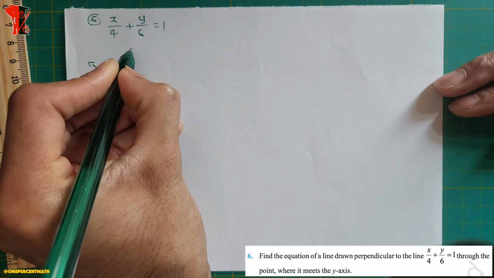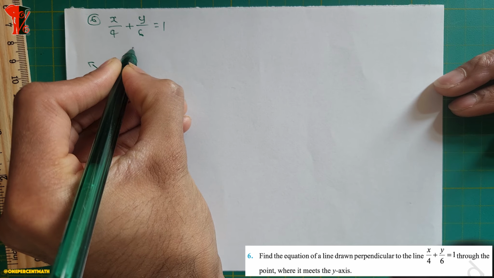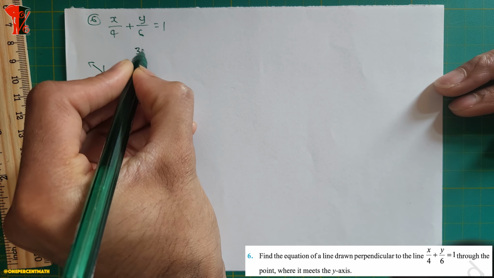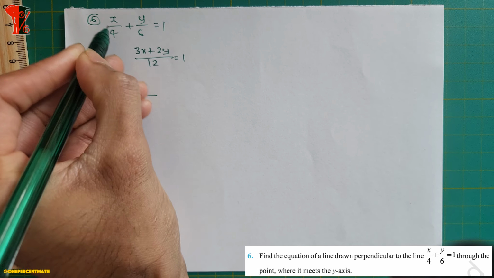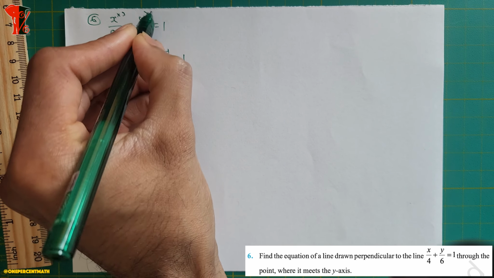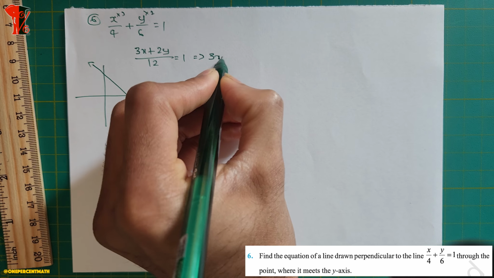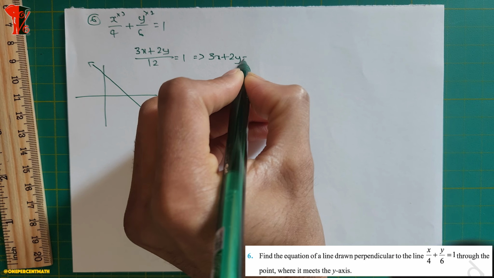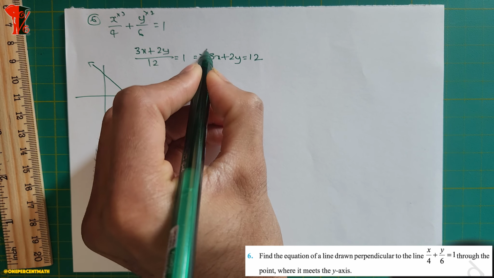And if we keep it in the standard form, it will be 3x plus 2y by 12 is equal to 1, because I'm taking the LCM as 12, right? So I'll multiply this by 3 and this by 2. So the equation becomes 3x plus 2y is equal to 12. Okay, now this is the equation.